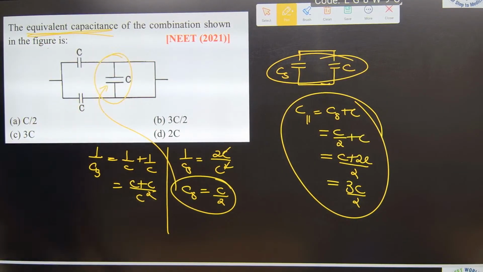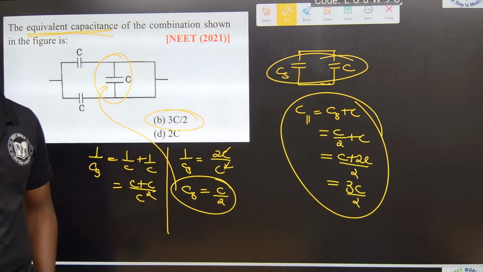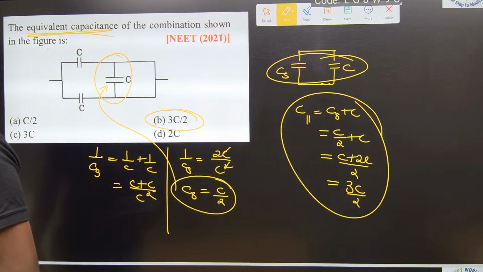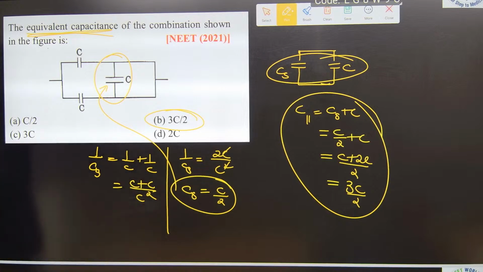What is the option given? A is C by 2, B is 3C by 2. Option B is the correct answer. Go for the next question.